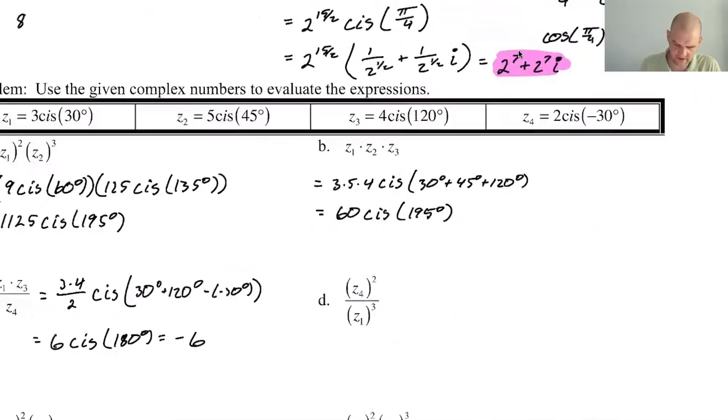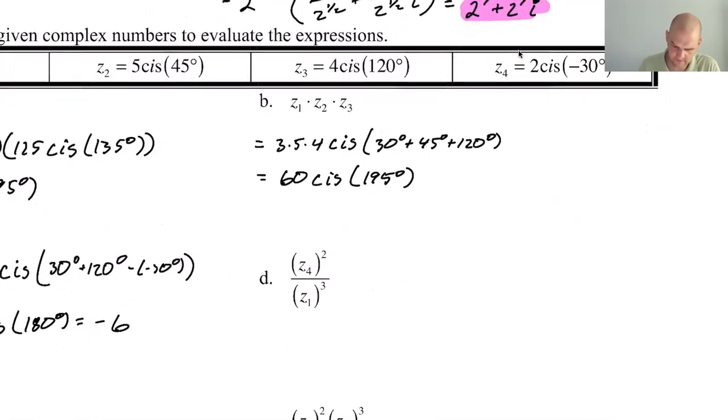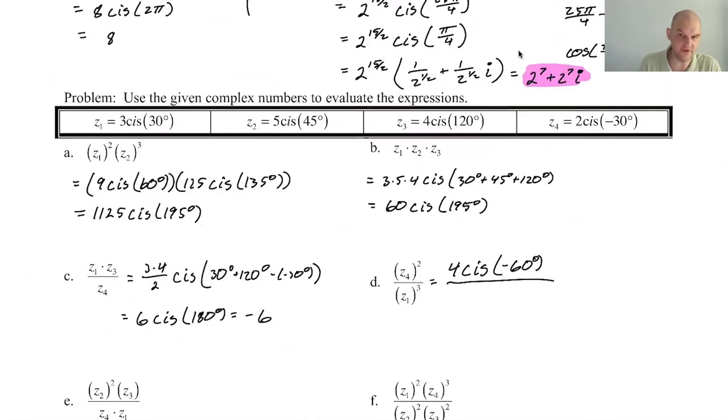z4 squared over z1 cubed. All right, so z4 squared. I need to square this, so that's going to be 4. And then cis. When you square, you multiply, right? So it's negative 30 times 2, which is negative 60. I'm just going to write it down. When I'm being a little more cavalier, I just do the whole thing in my head and hope for the best, but probably not the time and the place, even though I'd like to.